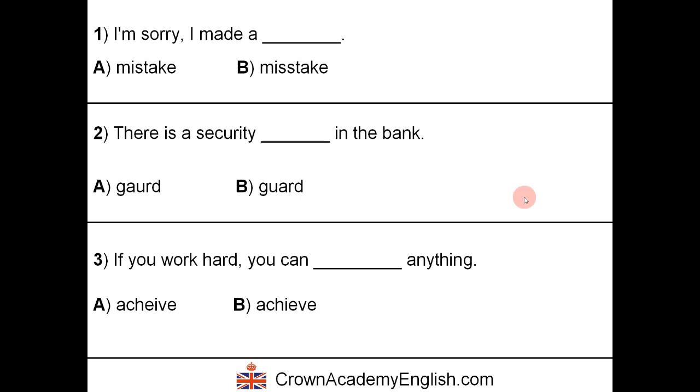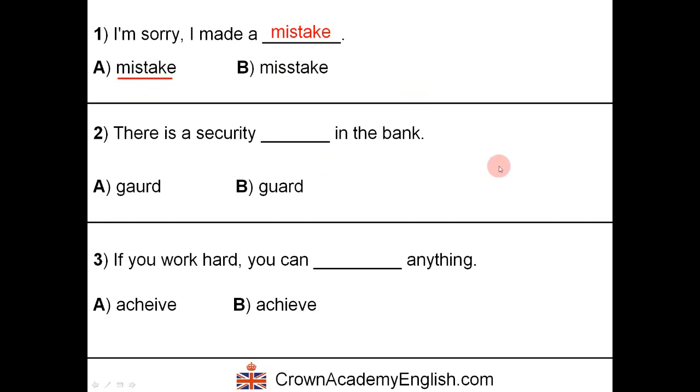So here are the first three questions, and so let's start with question 1. The answer is, I'm sorry, I made a mistake. And mistake is spelled M-I-S-T-A-K-E. Okay, so it's a single letter S.